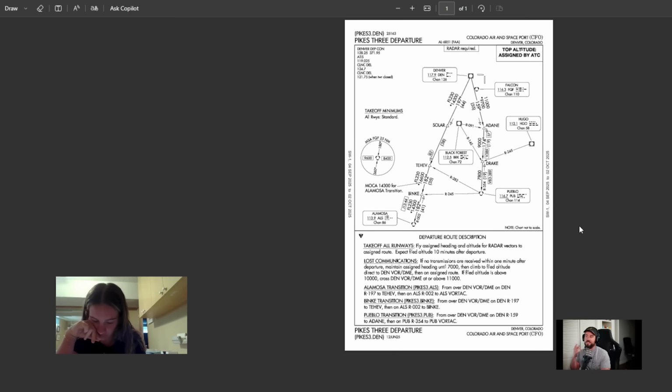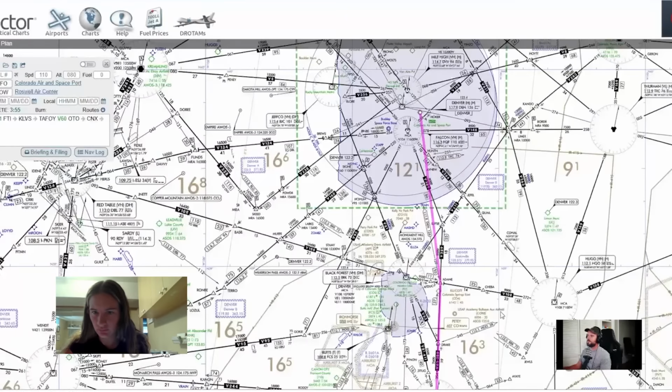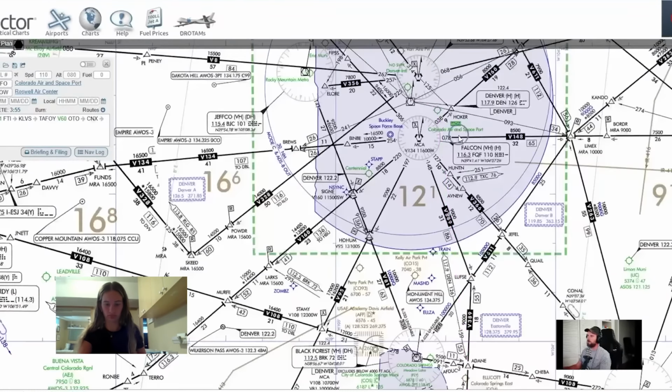It would say obstacle. Okay. Yeah, it would just say obstacle right up at the top. Okay, that was my question. Cool. Awesome. So departing out of here.